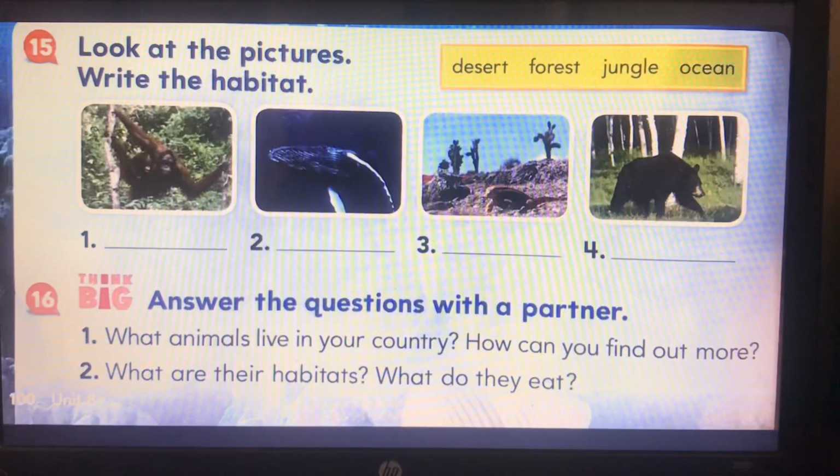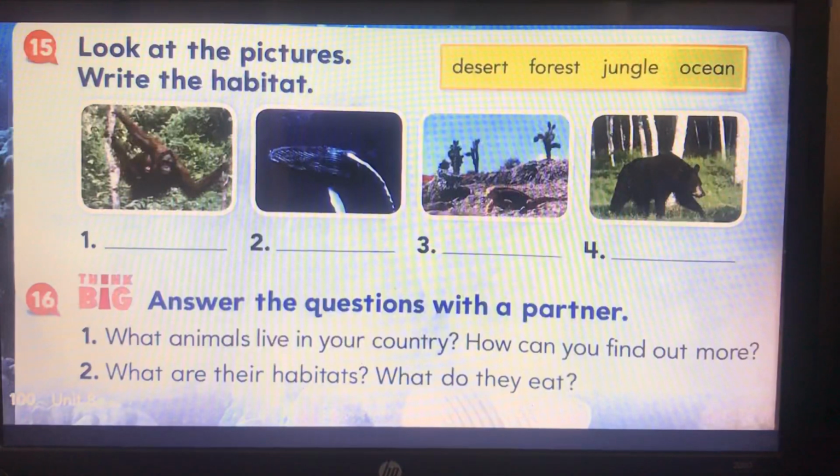Number 1. As you can see, we have a funny looking monkey. Where does the monkey live? Very good. Yes, monkeys live in the jungle. Nice job. Let's look at number 2. We have a big blue whale. Where do blue whales live? Perfect. Blue whales live in the ocean.